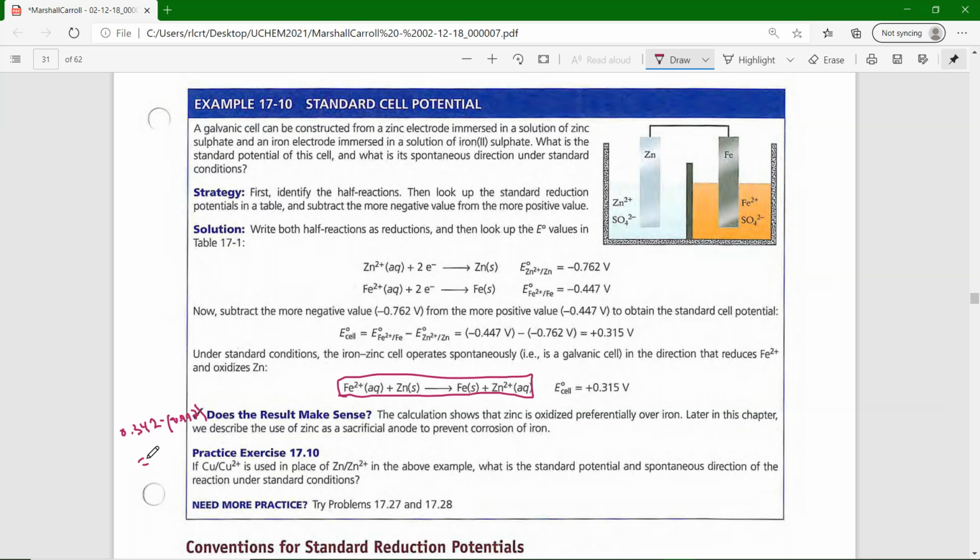Good. So that's the cell voltage, and the reaction is, let's just write it out, right? So copper 2+ is reduced, plus Fe goes to Fe 2+, plus the copper. Okay.